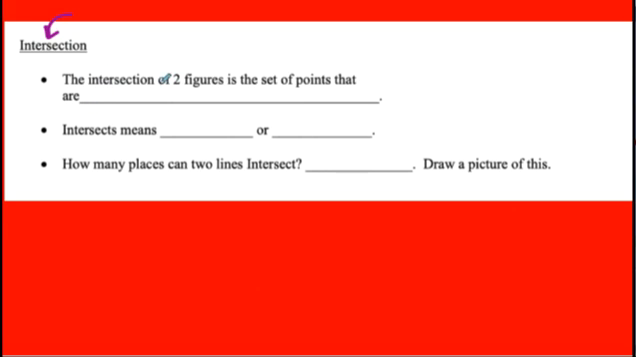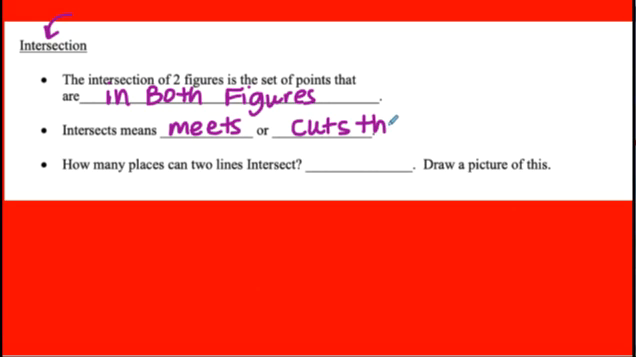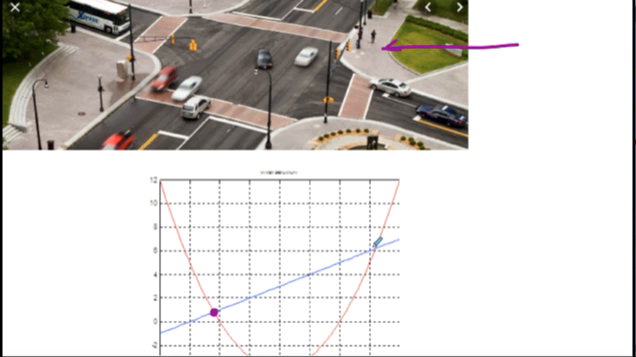In geometry, the intersection of two figures is the set of points that are in both figures, okay? Intersect really means where it meets or cuts through. That's where things intersect. So if I go back to that picture, these figures intersect at that point and that point because that's where they meet or where they cut through. These two streets, they intersect here, okay? So that's what it means to meet or cut through.